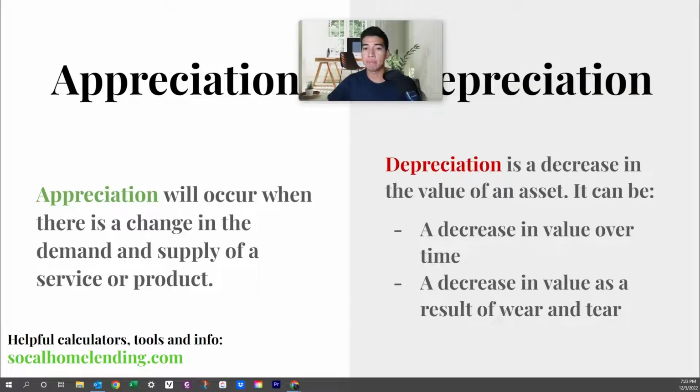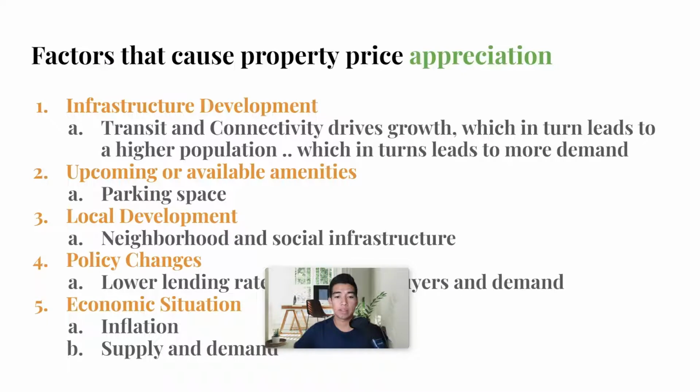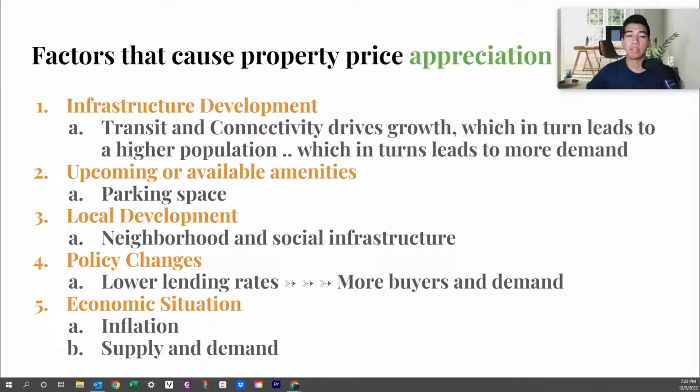On the flip side, depreciation is a decrease in the value of an asset. It can decrease in value just over time in general, or as a result of wear and tear. So, factors that cause property price appreciation. I'm just looking at appreciation here because depreciation will basically just be the inverse of that.